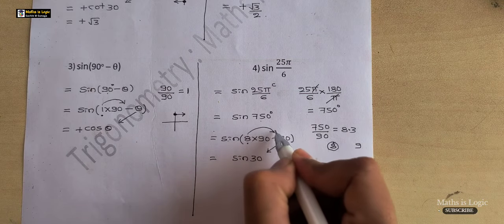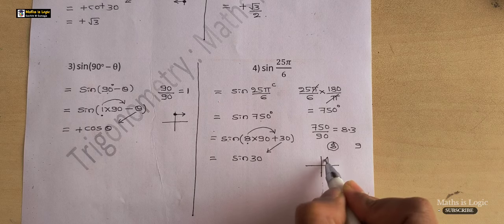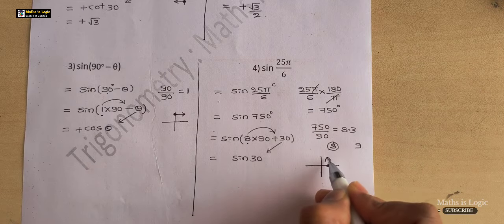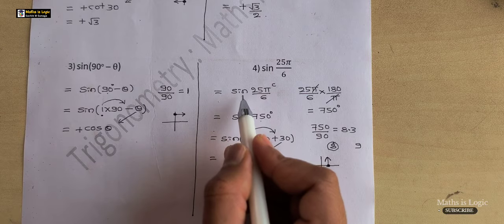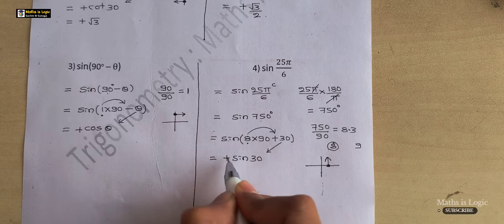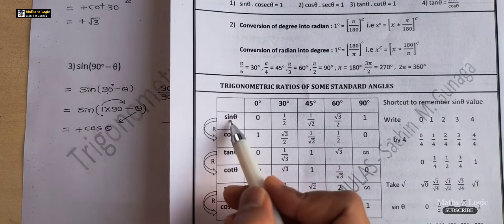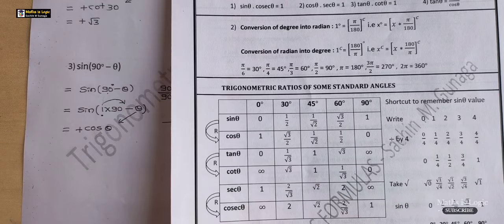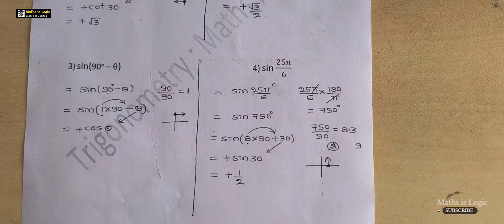Next, rotate 8 plus: 0, 1, 2, 3, 4, 5, 6, 7, 8. Plus means next quadrant, that is the first quadrant. In the first quadrant all 6 trigonometric ratios are positive, therefore sine is positive, so keep the plus as it is. Then see the table, sine 30 degree is 1 divided by 2, therefore the final answer is 1 divided by 2.